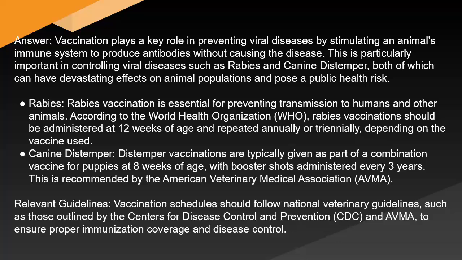Rabies. Rabies vaccination is essential for preventing transmission to humans and other animals. According to the World Health Organization (WHO), rabies vaccinations should be administered at 12 weeks of age and repeated annually or triennially depending on the vaccine used. Canine distemper. Distemper vaccinations are typically given as part of a combination vaccine for puppies at 8 weeks of age, with booster shots administered every 3 years. This is recommended by the American Veterinary Medical Association (AVMA).